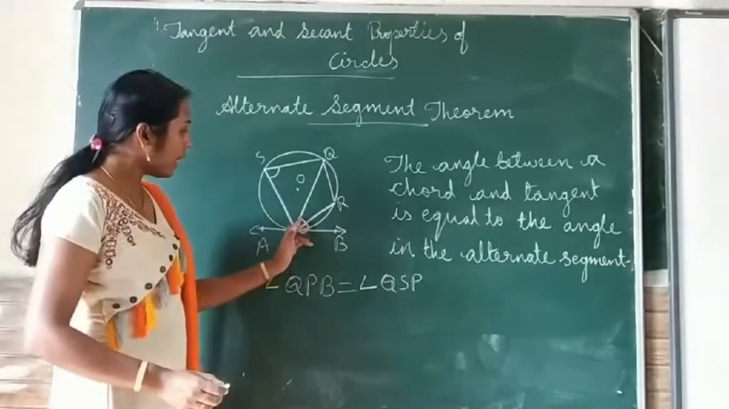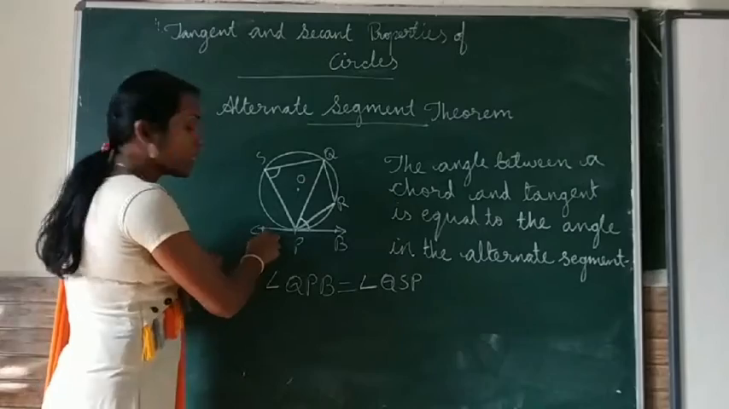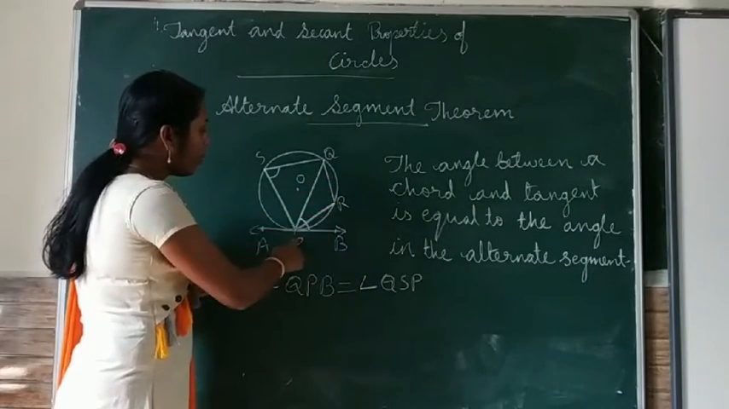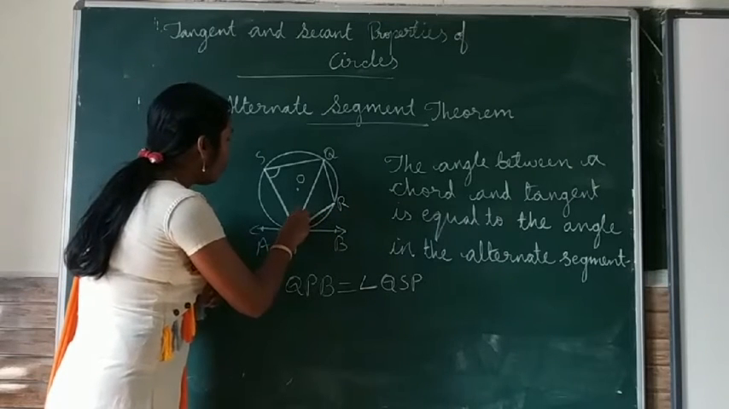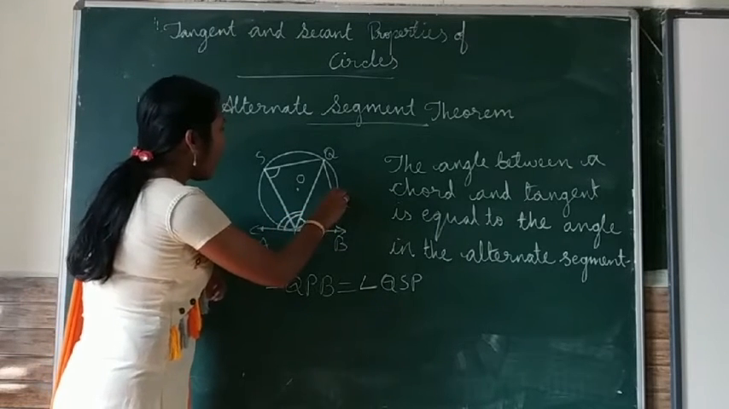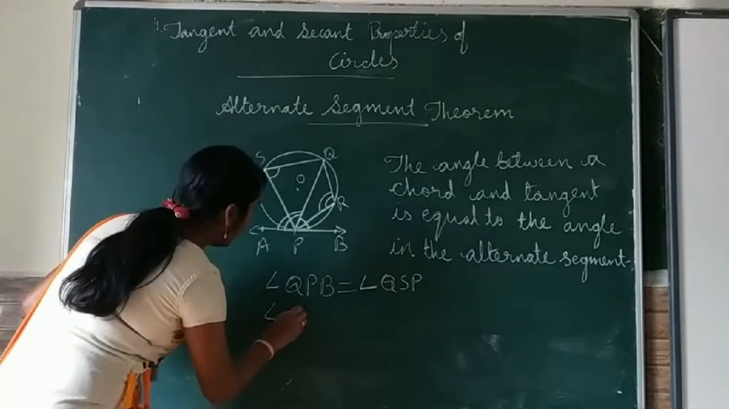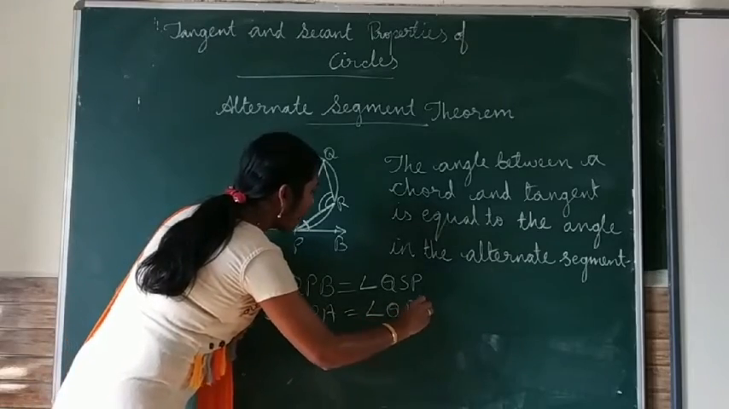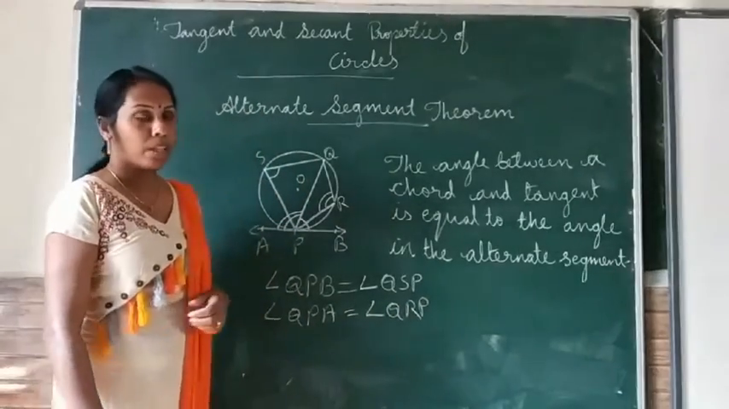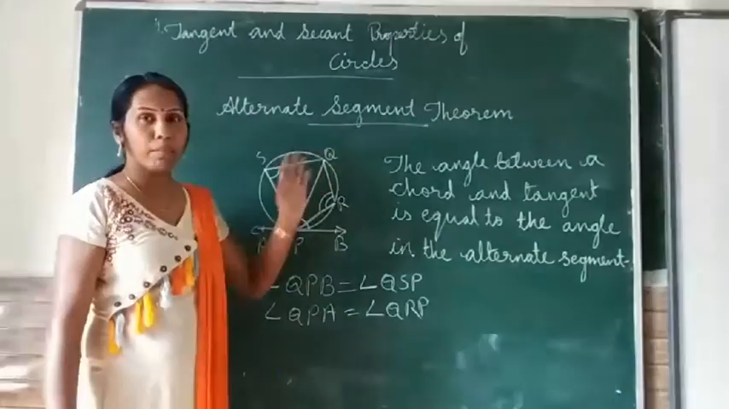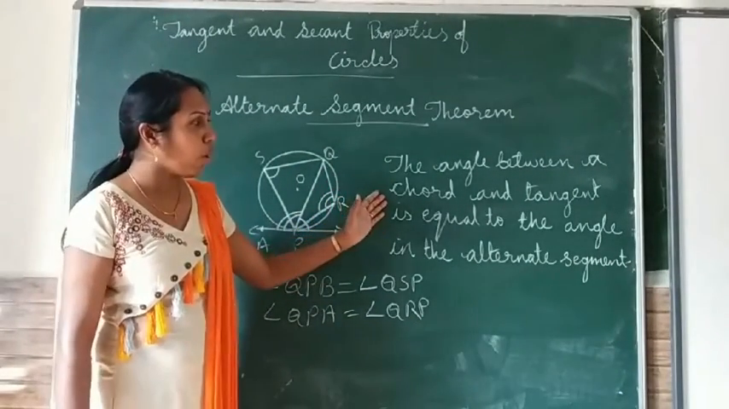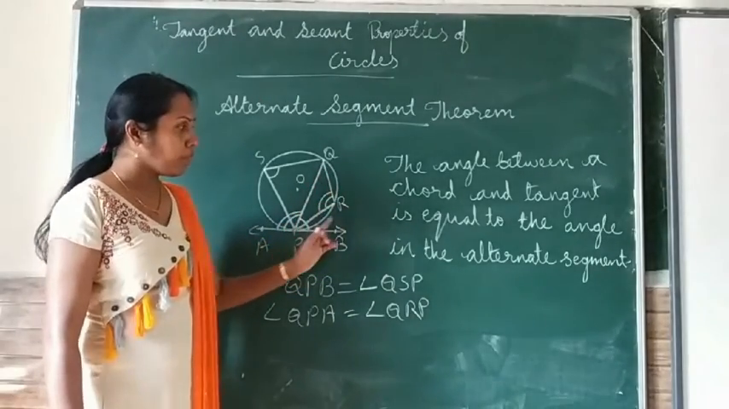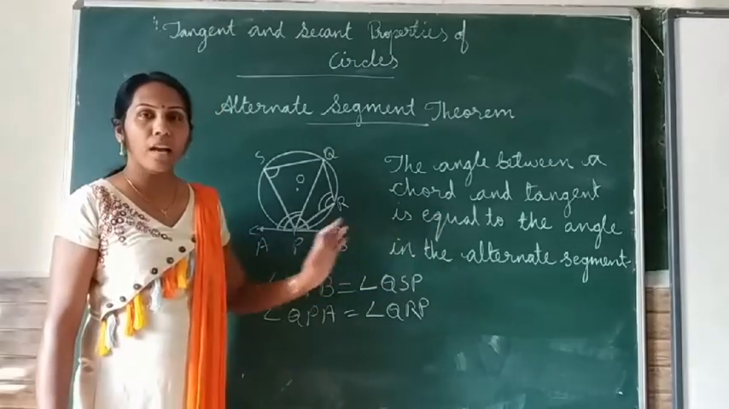Now if we consider the other angle, QPA, the angle in the alternate segment is angle QRP. So by this theorem, angle QPA is equal to angle QRP. This theorem is known as the alternate segment theorem. The angle between a chord and tangent, which is drawn at any end of the chord, is equal to the angle in the alternate segment.